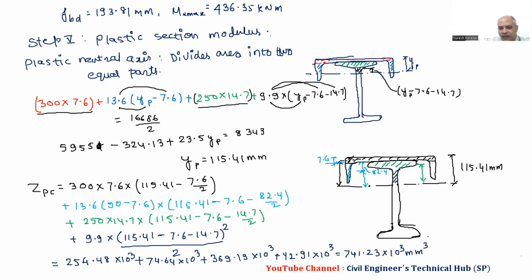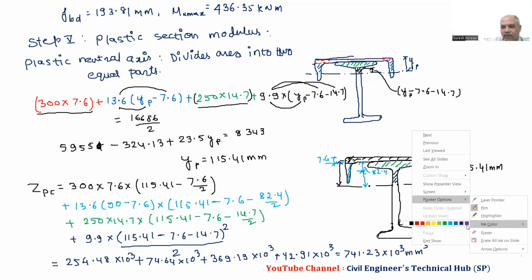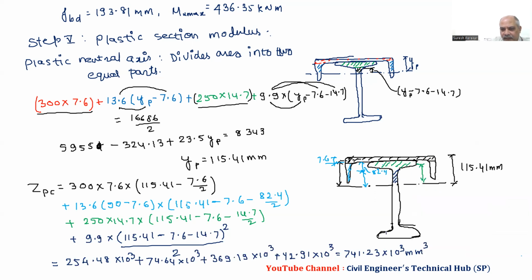And then the bottom we have to find out. So I will just show you over here only. So we have first this flange. So now we will have this distance. This distance will be in total 507.6. So 507.6 minus 115.41. And we have this value 392.19. So we have this value.